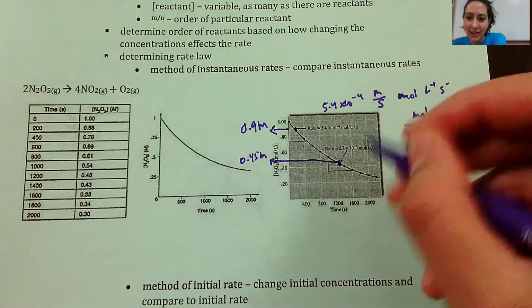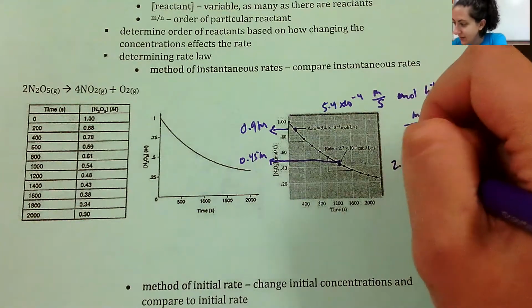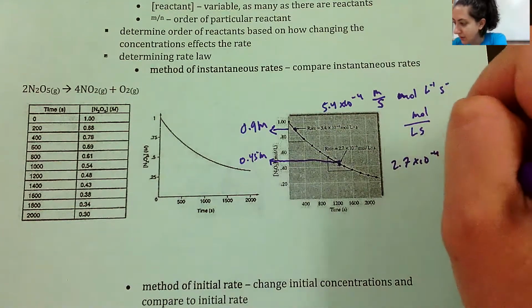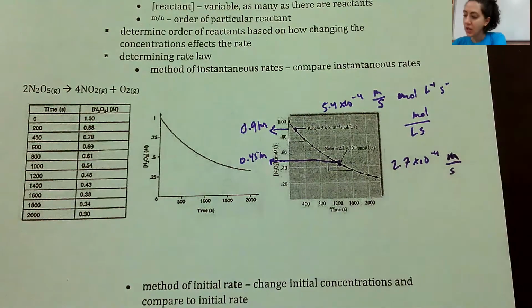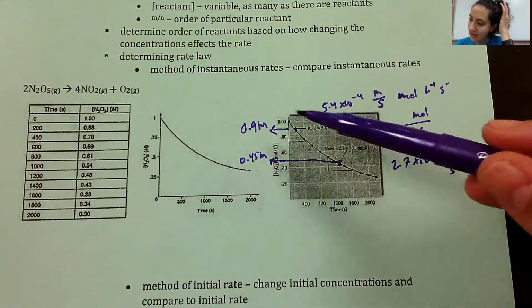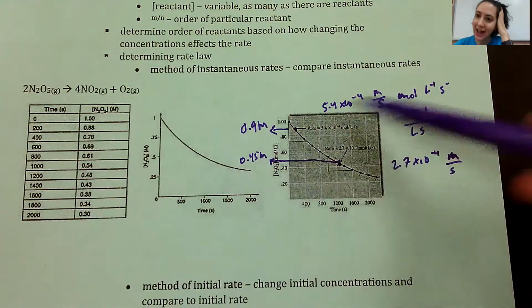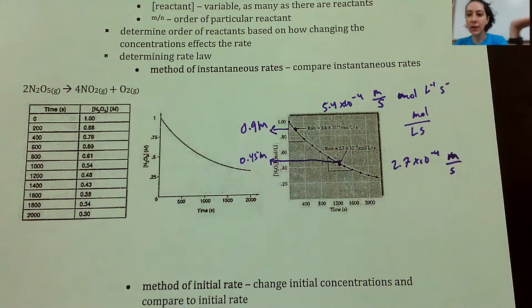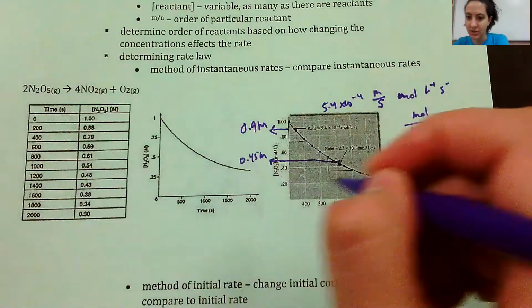There's the rate. And then over here, it's 2.7 times 10 to the negative 4th molarity per second. So it looks like when the concentration has been cut in half, so has the rate. So therefore, we would know that this particular reactant is first order. There's another way of doing that, and it's going to be kind of similar to the method of initial rates in just a second here.